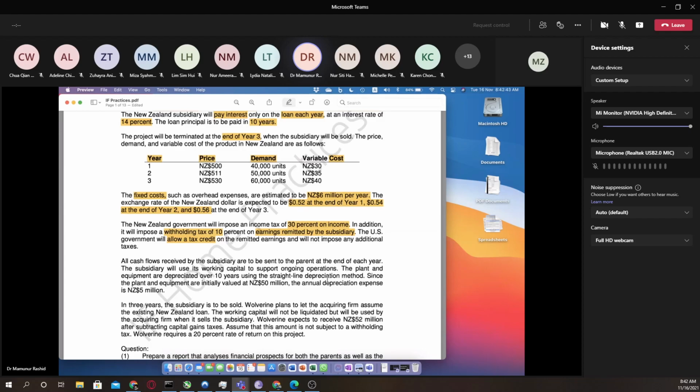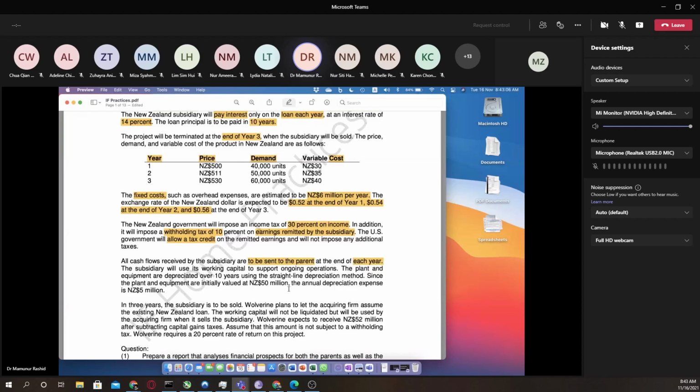So this is a tax credit given by the US government, meaning that on your remitted income to the US every year, you don't have to pay any tax. All cash flows received by the subsidiary are to be sent to the parent. So you are going to send everything to the parent at the end of each year. So every year, all income will be transferred to the parent company.